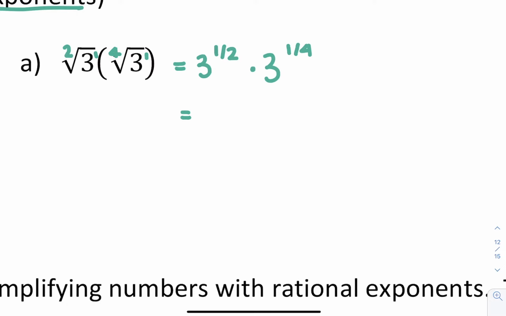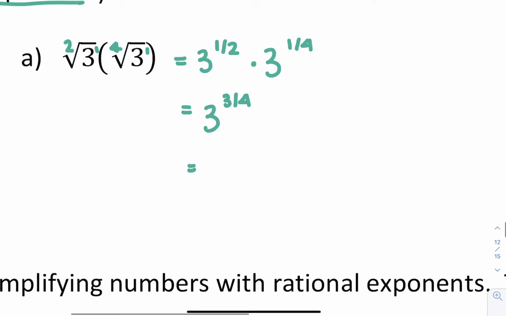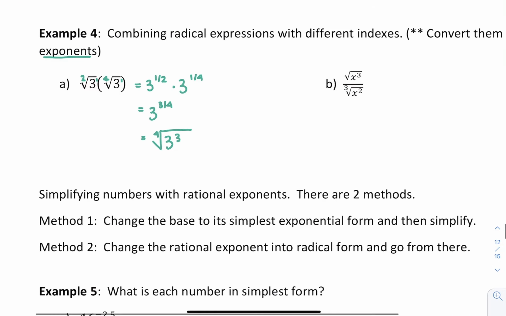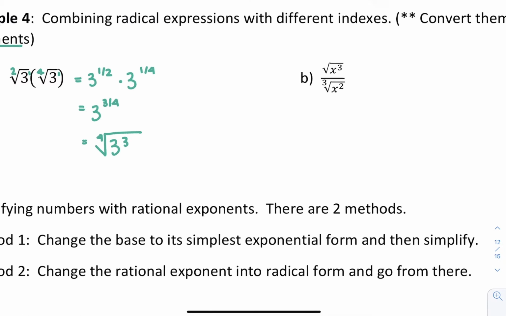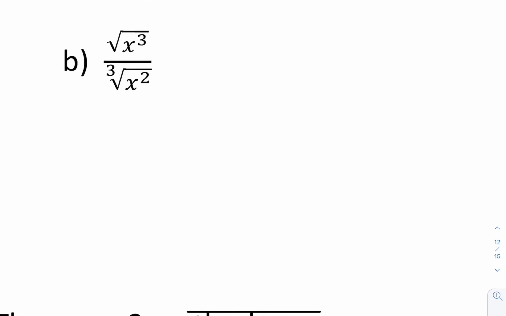Now I add the exponents. So when I'm multiplying, I'm going to add. So this becomes 3 to the 3/4, which then I could say is the 4th root of 3 cubed. And now it's combined. Next up, I have the square root of x cubed over the cube root of x squared.